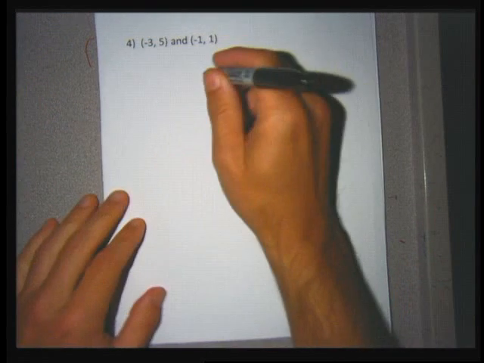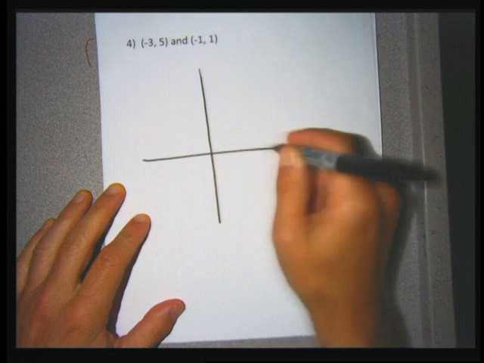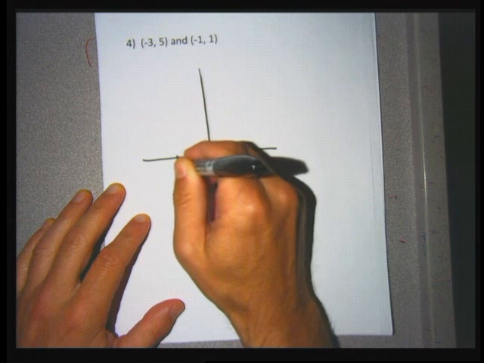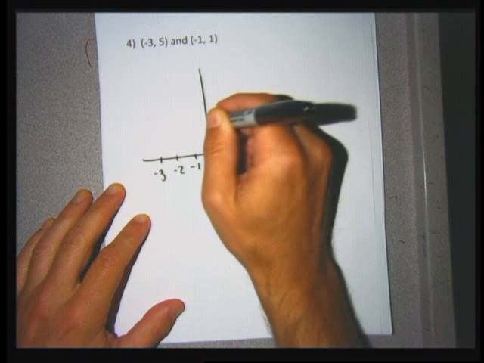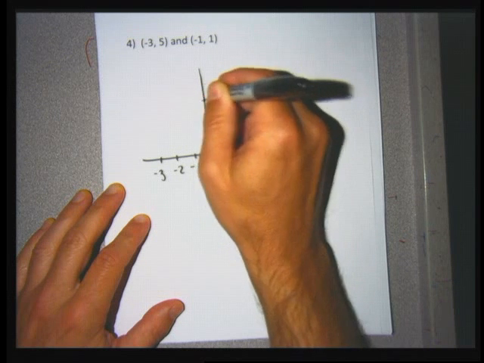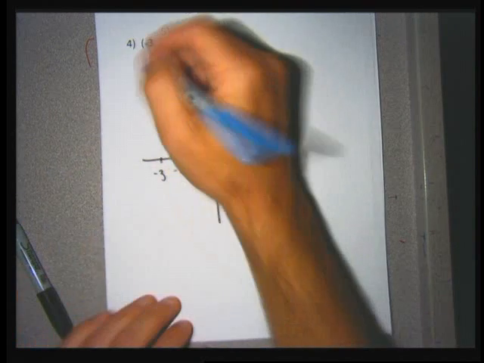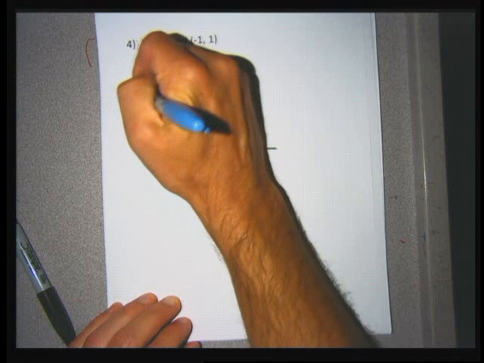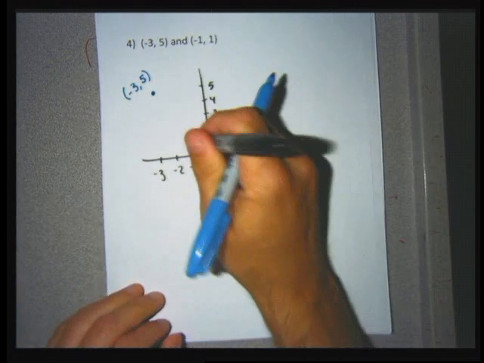I'm going to plot the points. I think this will be a nicer problem in terms of the c. The distance between the points isn't going to be such an ugly number. So I'm plotting the first point, which is the point -3, 5. The second point, which is the point -1, 1.